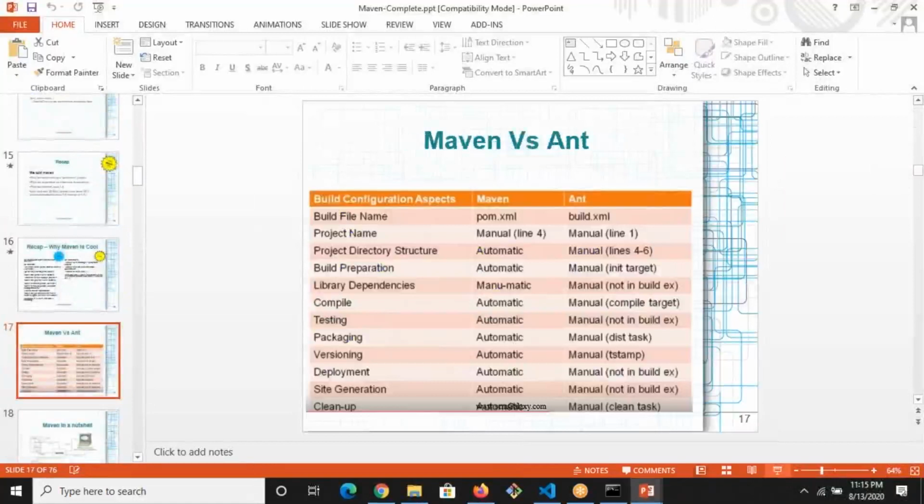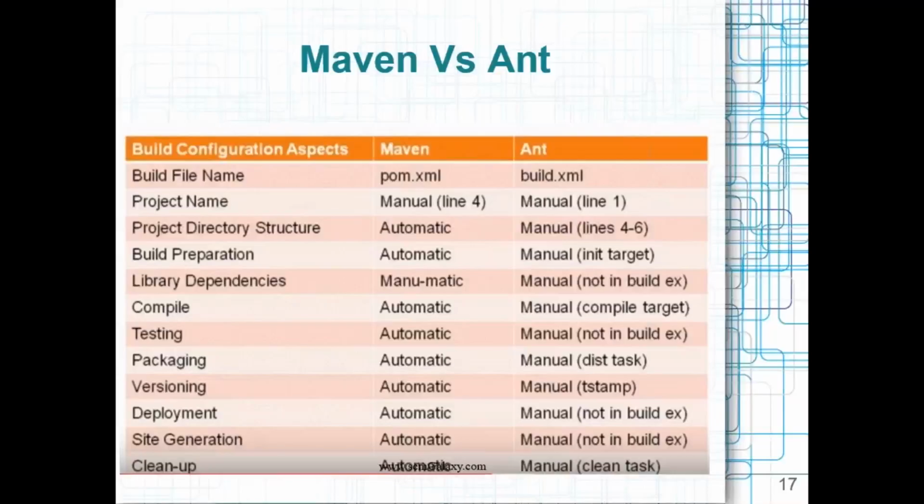See, this is a comparison between Maven and Ant, but you will also see why I have nothing to teach you. If you want to create a directory structure, it's automated in Maven, so you are not doing anything. Preparing the build is automated. Library dependency management is semi-automatic, half automation done. Compilation, testing, packaging and versioning are all automatic. So what do you want to learn here? Maven will do everything for you.